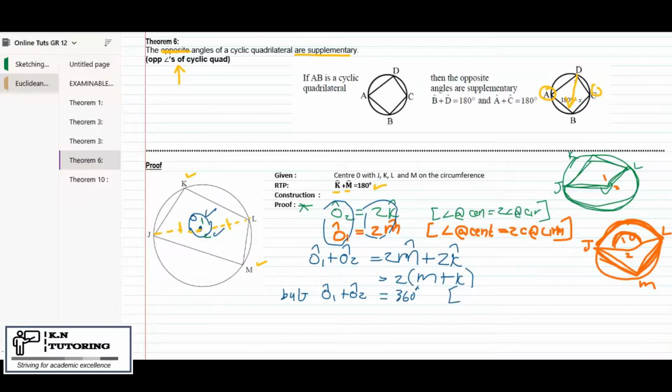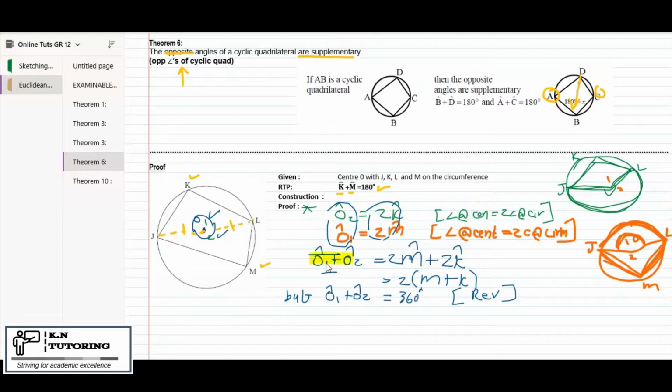Why are you saying that? You put the reason, revolution. Angles around a point, they add up to 360. So now, what am I going to do? What am I going to do or say? I'm going to say here, where's my highlighter? I don't know why this highlighter doesn't want to work. I'm going to say, where I see O1 plus O2, I'm going to put 360.